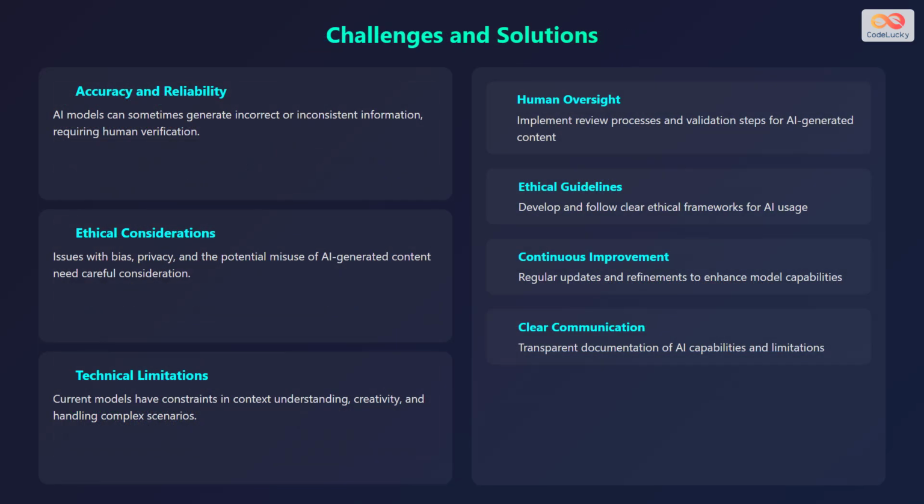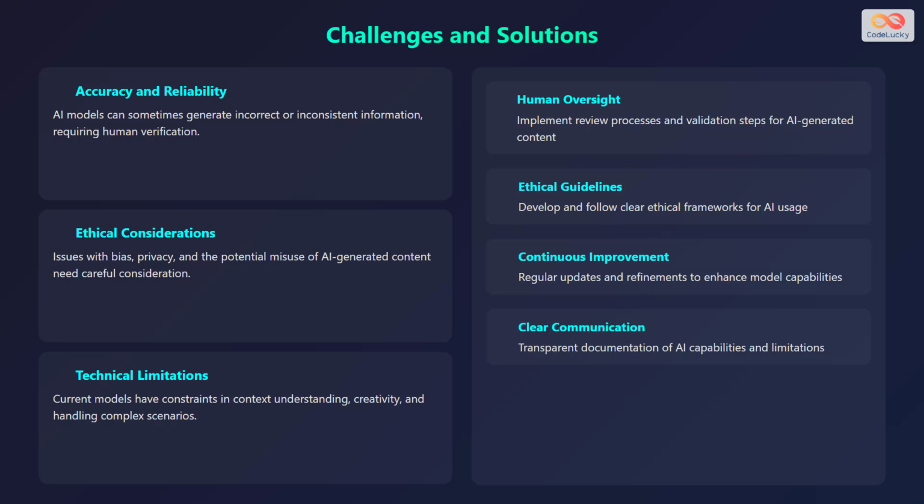While generative AI offers many benefits, it also has challenges and limitations. Accuracy and reliability can be issues, with AI models sometimes generating incorrect information, requiring human verification. There are also ethical considerations, such as bias, privacy, and potential misuse of AI-generated content. Additionally, current models have technical limitations in context understanding and creativity.